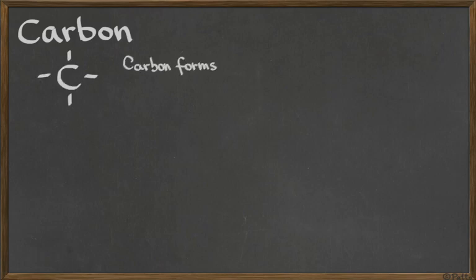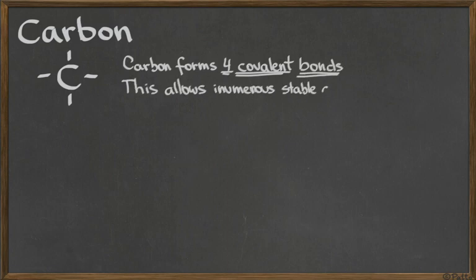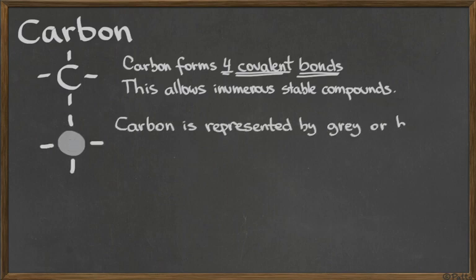And if you remember the previous classes, carbon forms 4 covalent bonds, so it can share 4 electrons, making bonds with 4 sides. And it allows many stable compounds. It allows diamond, graphite, but also many organic stable compounds. And the representation for carbon is going to be a dark gray or black sphere in the chemistry models. So if you see a dark gray or black ball making 4 covalent bonds, that's a carbon.